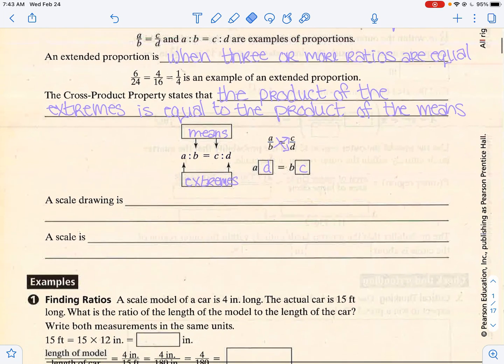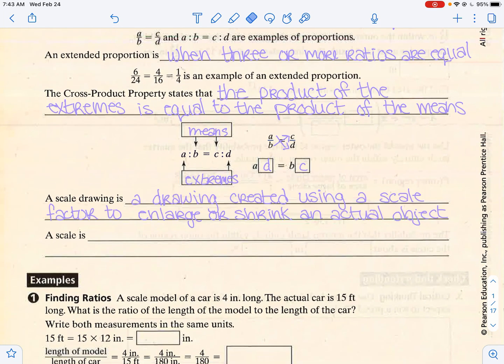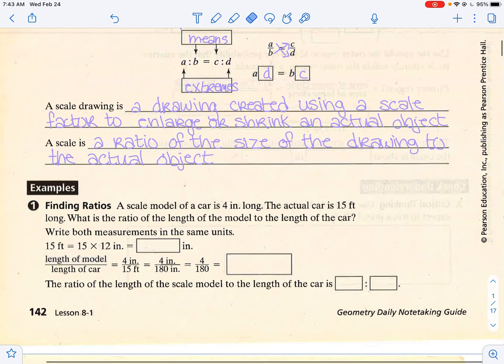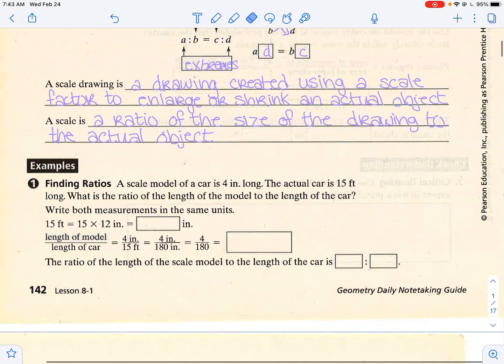We're also going to talk about scale drawings. A scale drawing is a drawing created using a scale factor to enlarge or shrink an actual object. And a scale is a ratio of the size of the drawing to the actual object. Okay, let's jump into some examples here.